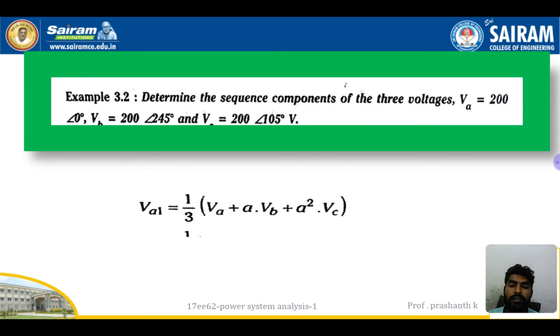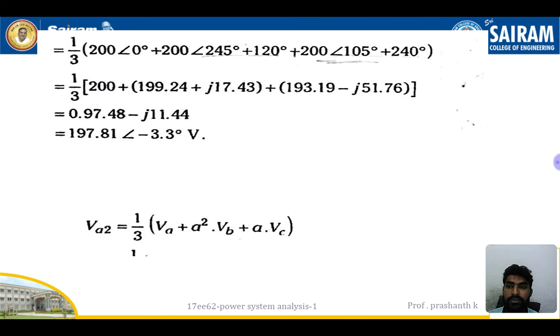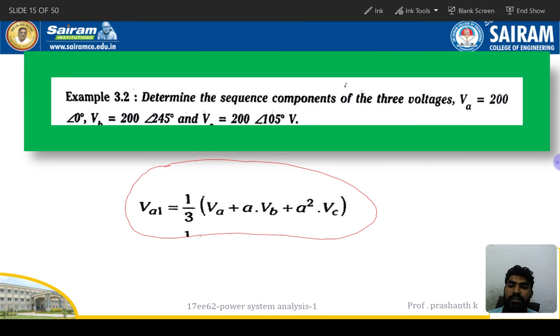Let's solve one problem of our third module, that is, determine the sequence components of the three-phase voltages. VA is equal to 200 angle 0, VB is equal to 200 angle 245, VC is equal to 200 angle 105 degrees. So we know the equation of VA1 is equal to 1 by 3 of VA plus a VB plus a square VC. Already we know. So I'll substitute the values of all the given data: VA, VB, VC.